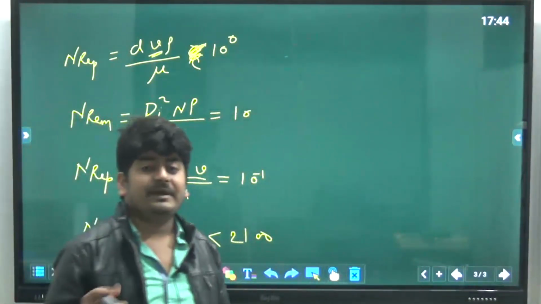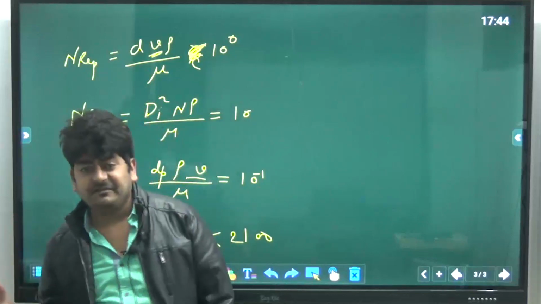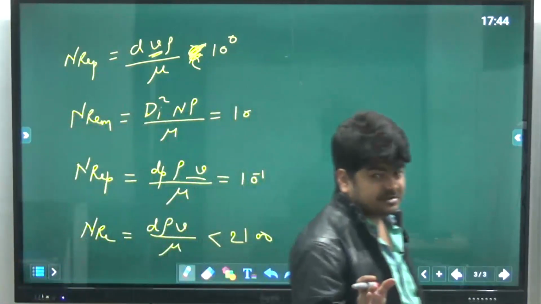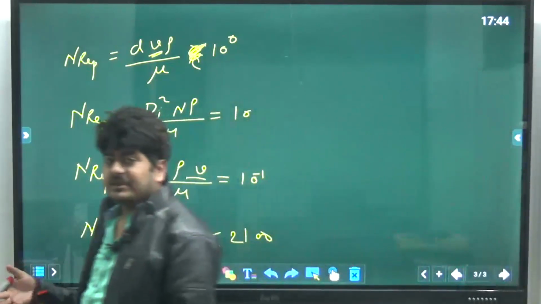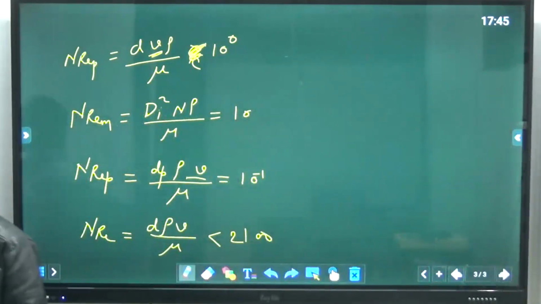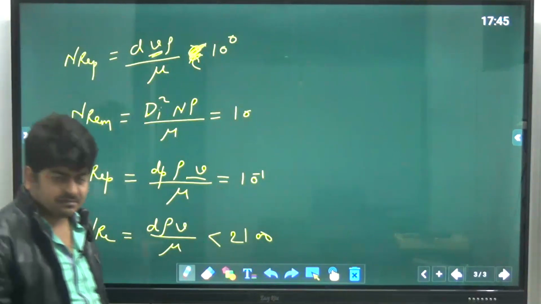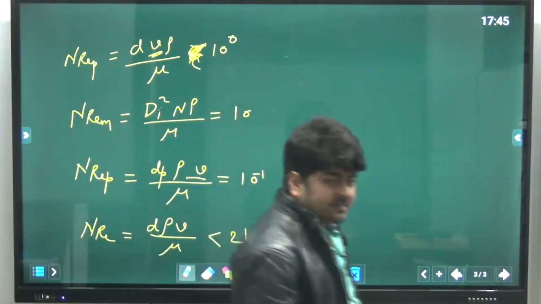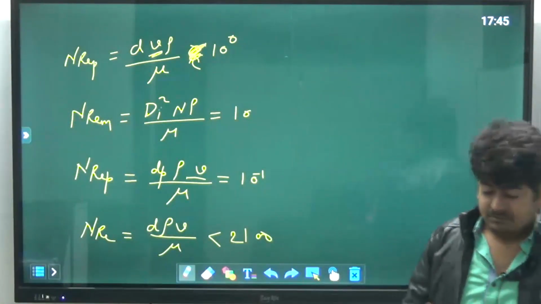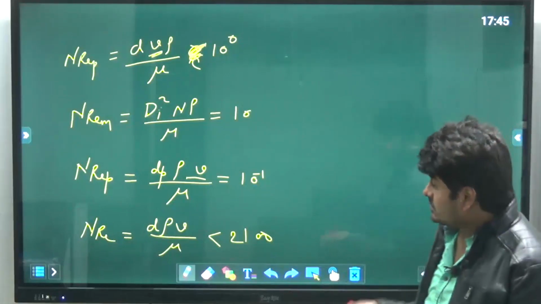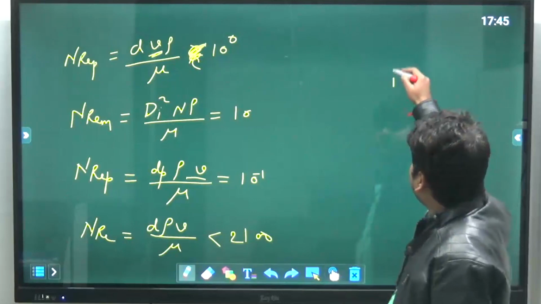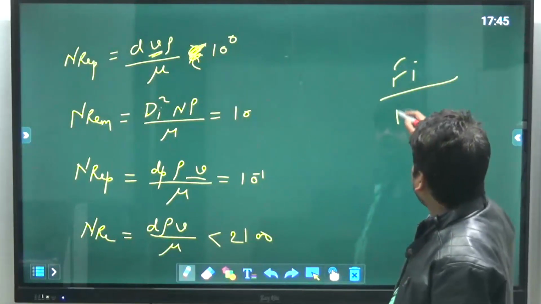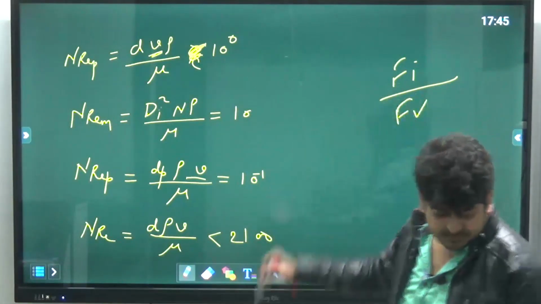Reynolds number may be defined as... the physical significance you should know for all the dimensionless numbers, because in the GATE exam they can ask you any question regarding dimensionless numbers, or matchmaking type questions. So the Reynolds number is defined as the ratio of inertia force to the viscous force.